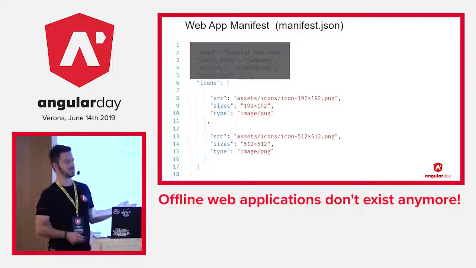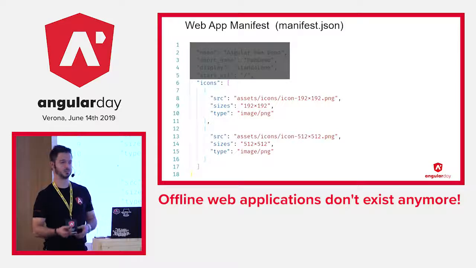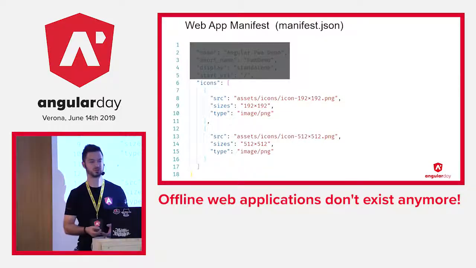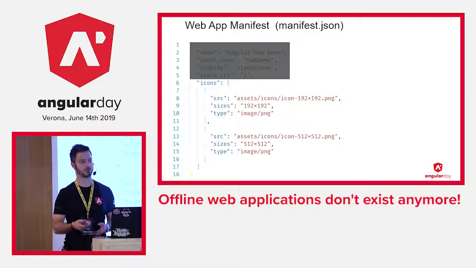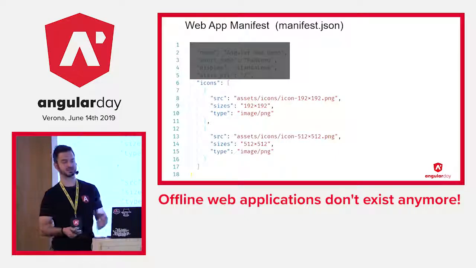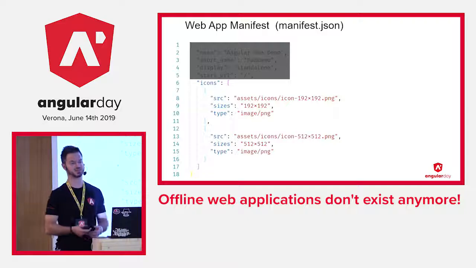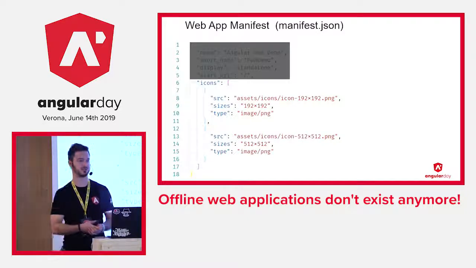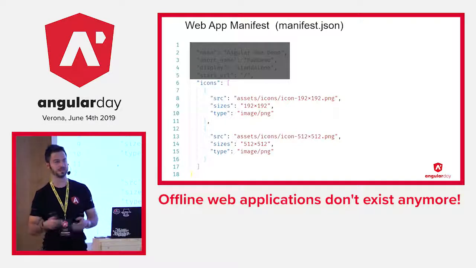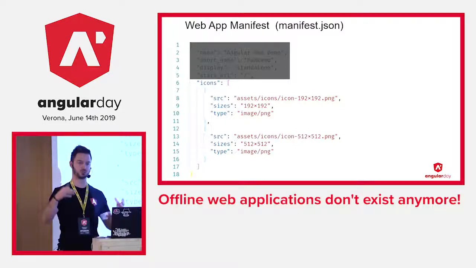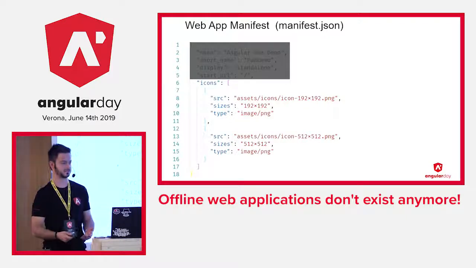We have to provide a set of icons. As a minimum, we have to provide one icon of resolution of 144 pixels. Here we have two. These are the Chrome requirements. It has to be at least 192 and another one 512 pixels resolution. Then Chrome will take care of scaling those images according to the user device.